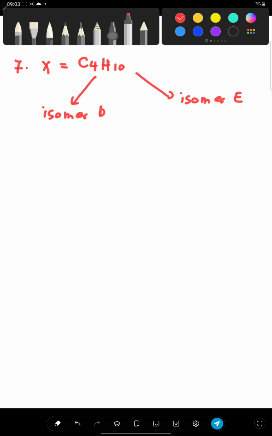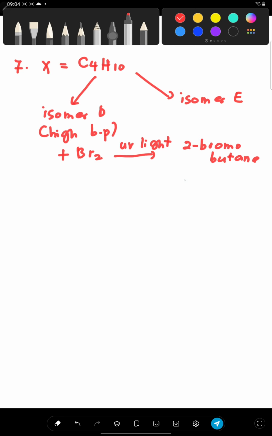And isomer D is known to possess high boiling point, high BP, compared to isomer E. And isomer D is reacted with Br2 in the presence of UV light to produce 2-bromo-butane.